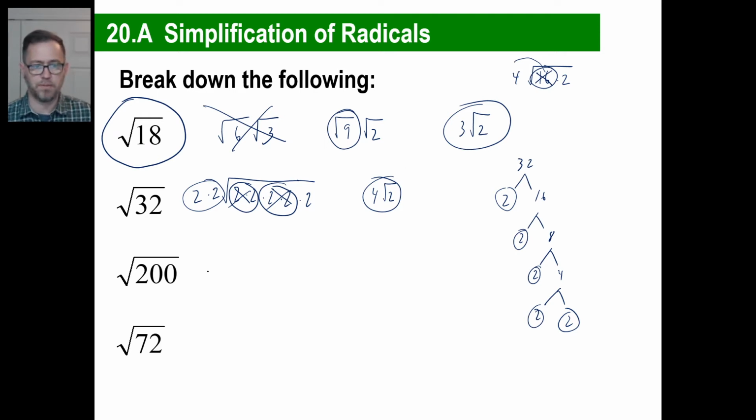Okay, 200. You might want to do the factor tree and knock this down to all prime numbers and then pull out the pairs. Or you might look at this and go, oh wait, I recognize that. That's just going to be 100 times 2. Right, you can go, oh, the square root of 100? Well, that just turns into 10 on the outside. So we just have 10 on the outside, square root of 2 left on the inside. There's our answer. 72, you might recognize this as 8 times 9.